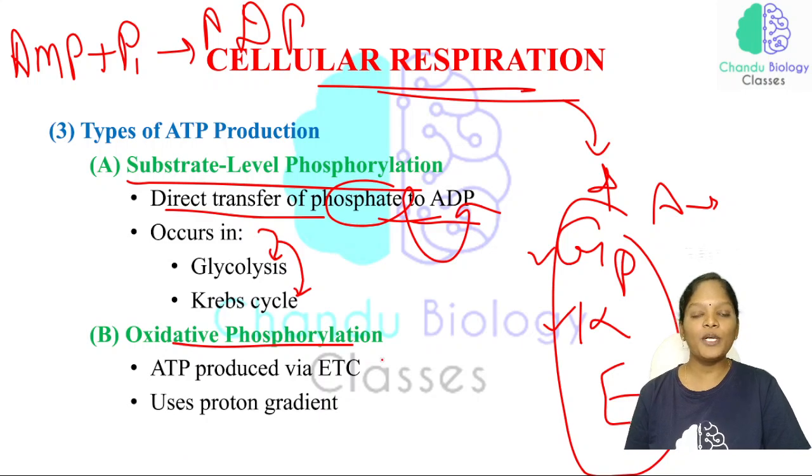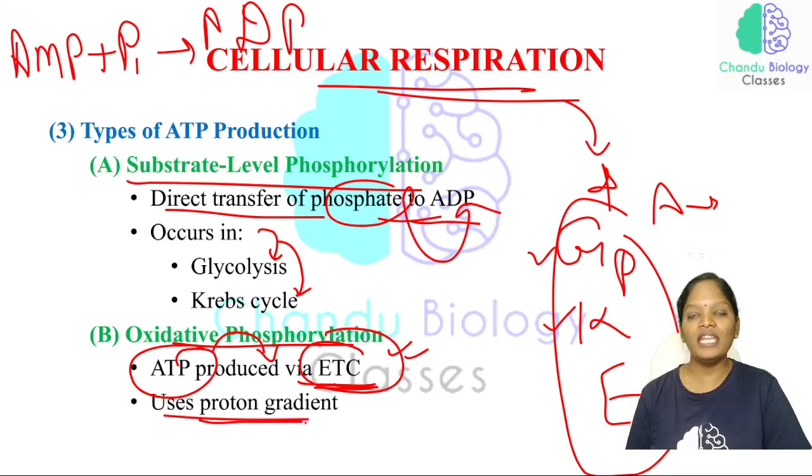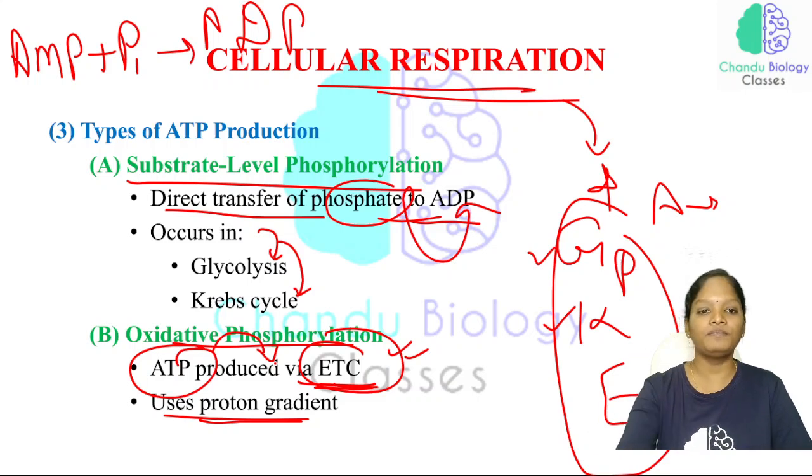Now oxidative phosphorylation: here the ATP is produced via the electron transport chain, using the proton gradient. By using the gradient of protons, they produce ATP via the electron transport chain. We are going to see these phosphorylations later. Just as of now, know what these terms are.